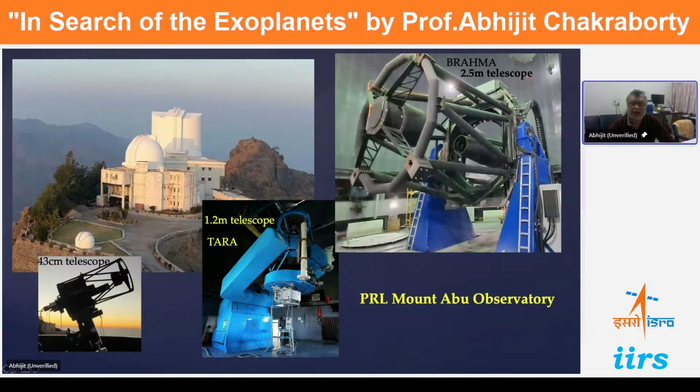Okay, currently we have 4 telescopes. This is the PRL 2.5 meter telescope. This is the PRL 1.2 meter telescope. We have a 43 centimeter telescope. And this is the inside picture of the PRL 2.5 meter telescope, and this is the inside picture of the PRL 1.2 meter telescope. We have PARAS 1 attached to the 1.2 meter telescope and PARAS 2 attached to the 2.5 meter telescope, and we use transit photometry on the 43 centimeter telescope.